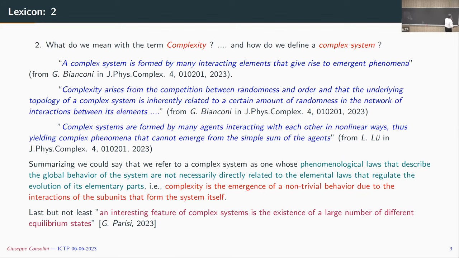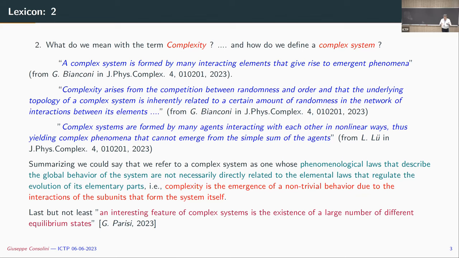And summarizing, we could say that a complex system is a system whose phenomenological laws that describe the global behavior of the system are not necessarily directly related to the elemental laws that regulate the evolution of its elementary parts. This is fundamental. And this emergent behavior sometimes has, let me say, a universal character.